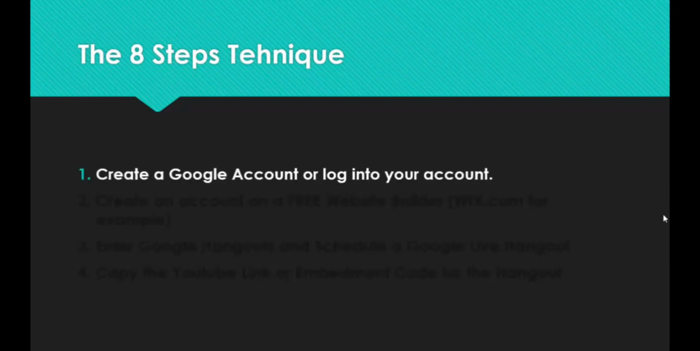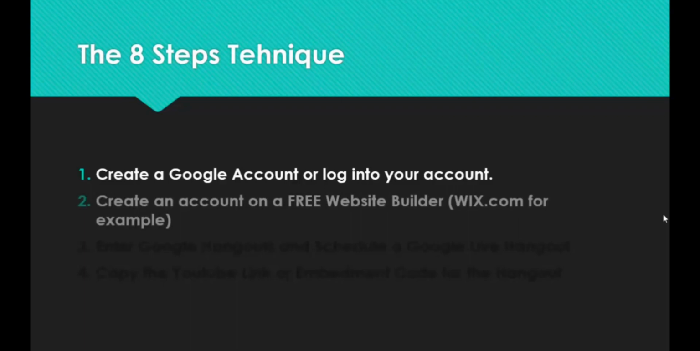The first step is to create a Google account. As you have seen, we are using the Google Hangouts tool, okay, to practically create this free webinar page. So first of all, you need to create a Google account or log into your actual account if you have one. If you already have a Google account, you probably know already that you also have a YouTube account. You also have access to Google Drive and everything that Google actually has, all the apps that Google has at our disposal for using, okay?